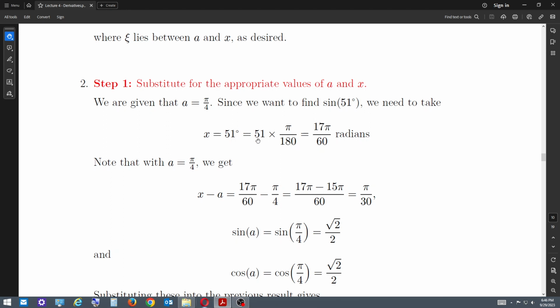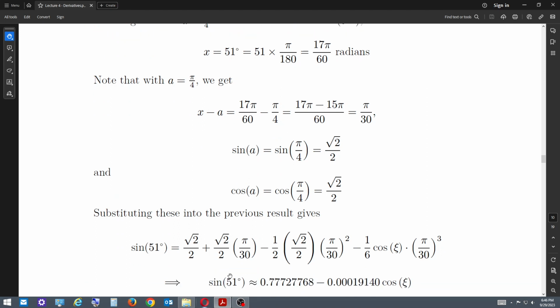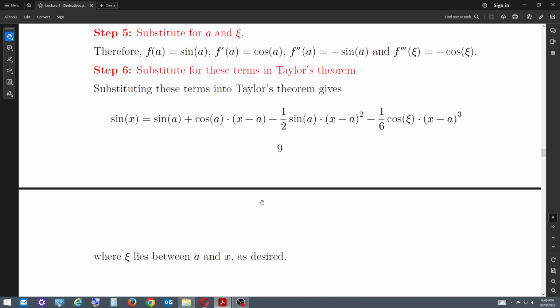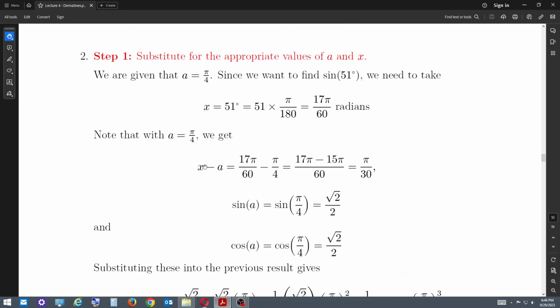Right, multiply by pi over 180 and simplify it. In this case, it simplifies to 17 pi over 60. Then we take this value for a and the value for x, and substitute them into this equation. Now, if you're going to do that, notice there's an x minus a in 3 places, so it'll help if I work out x minus a and simplify it. In this case, pi over 30.